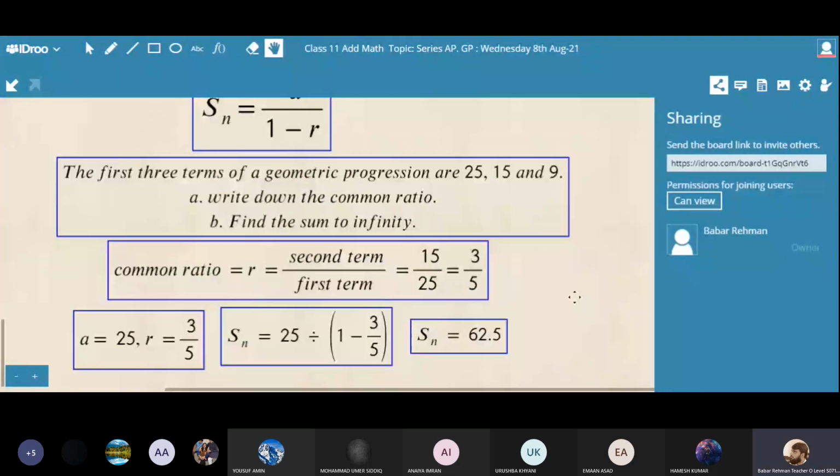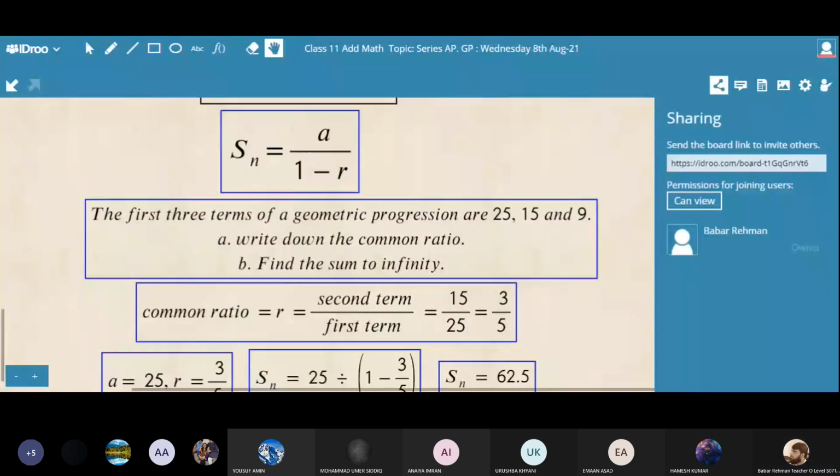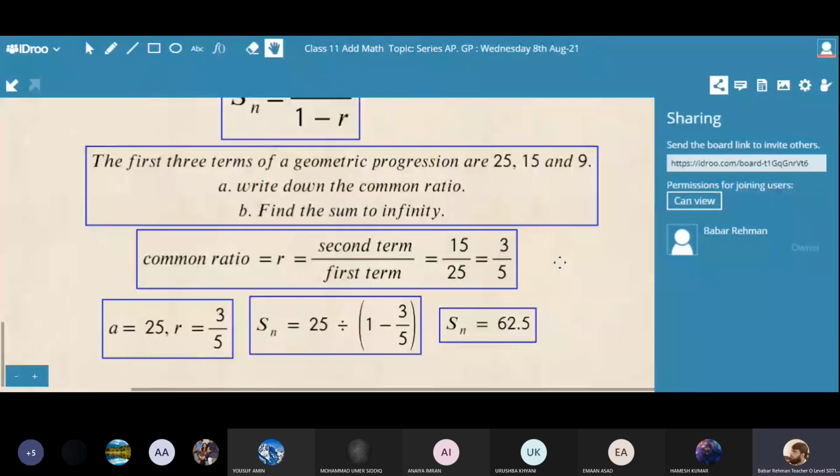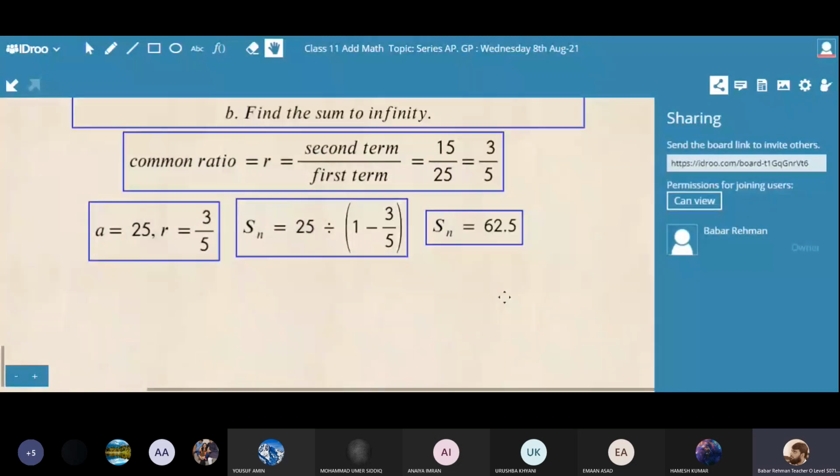This is the formula of sum to infinity. Because the coming terms will be very, very small, your sum will not be more than 62.5. This is what I am saying. You will put all these values in this formula, and you will get the sum to infinity like this.